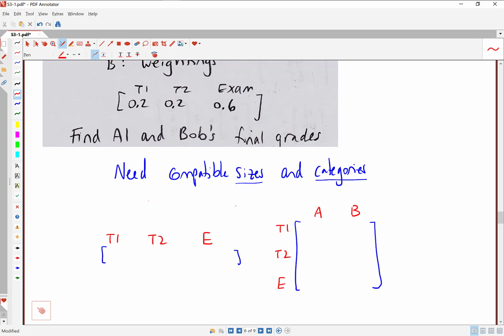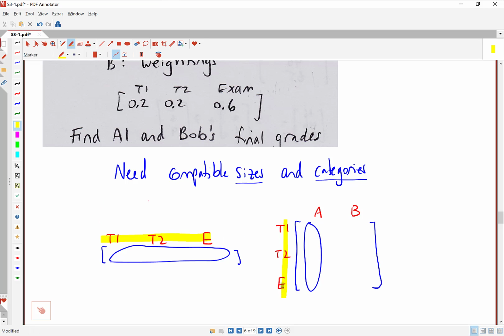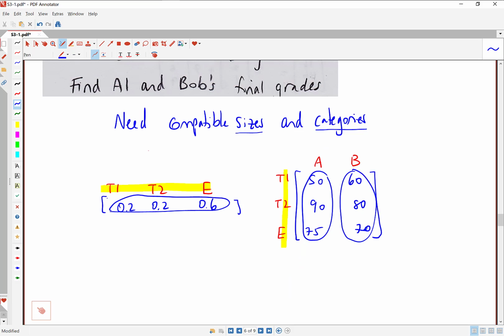So when we say we want compatible categories, we mean when you form the dot product of a row with a column, you should be matching up the same categories as you form that dot product. So this looks right. T1 is going to multiply with T1, T2 is going to multiply with T2, E is going to multiply with E. And the reason that's important is because the numbers in here are the weightings that we want to multiply with the specific marks. So we're going to take a 1 by 3 times a 3 by 2. What we're going to produce is a 1 by 2.